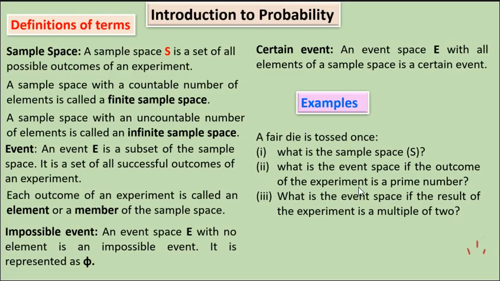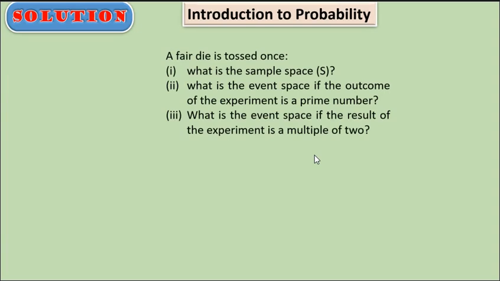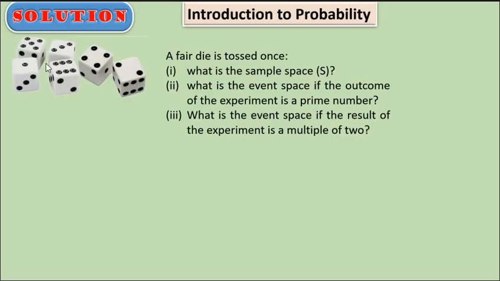Let's dive into the solution of this problem. We move to the next slide. Now we'll look at the solution. The first one, what is the sample space? Remember, sample space is a set of all possible outcomes. Now these are all the possible outcomes if I toss a die. It can be 1, it can be 2, it can be 3, or 4, or 5, or 6. So all these are the possibilities.